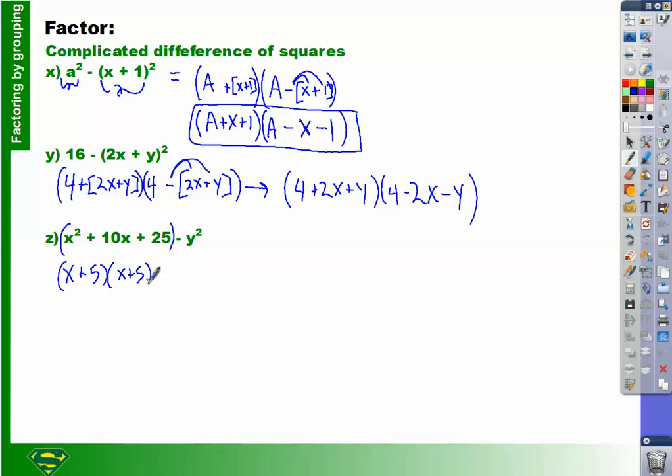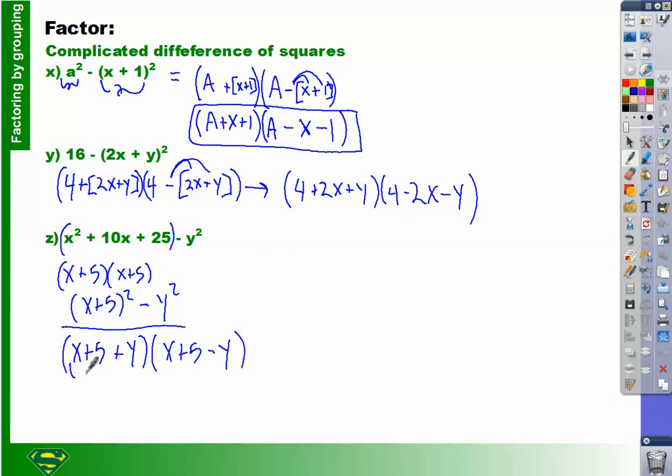But wait a second, if I'm multiplying something by itself, what's a simpler way of writing it? It's the square. X plus 5 squared minus the y squared. This, my friends, is a difference of squares, which would be factored to x plus 5 plus y times x plus 5 minus y. So here's the square root of your first term. And again, here's the square root of that first term. All right. Cool.